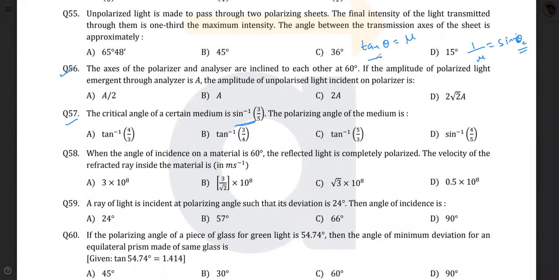So 58. Okay, sorry guys. Yeah, 58. So when angle of incidence on a material is 60 degrees, the reflected light is completely polarized. The velocity of refracted ray inside the material in meter per second is.